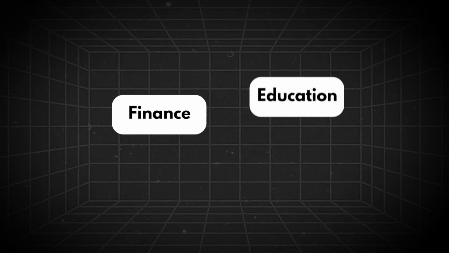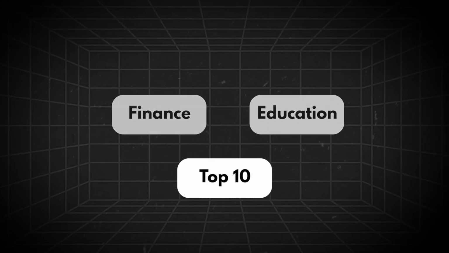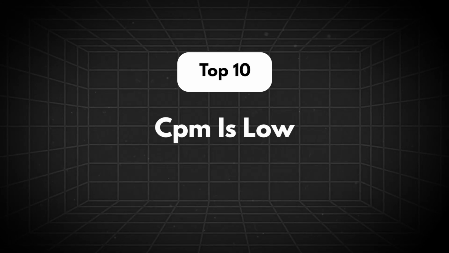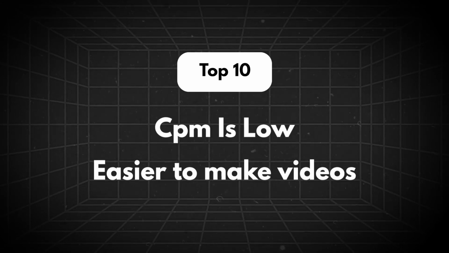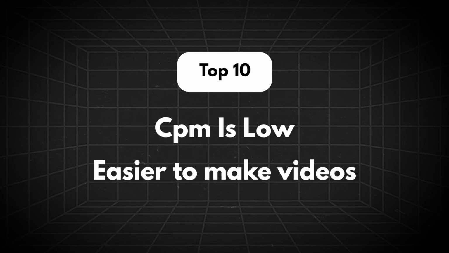For now, I'll recommend you go with a finance niche or education niche, or you can even go with top 10 niches. The CPM of a top 10 niche is not high, but it's easier to make YouTube videos on top 10 topics with the help of AI.